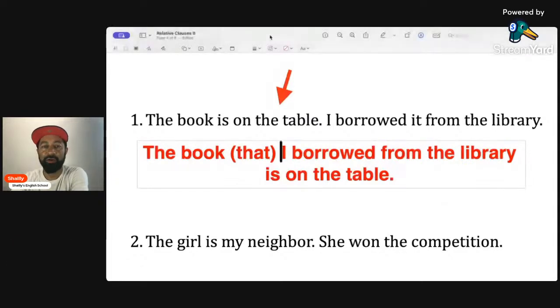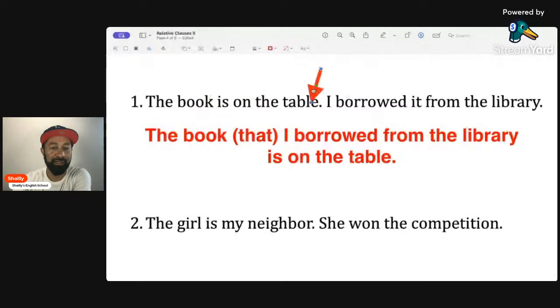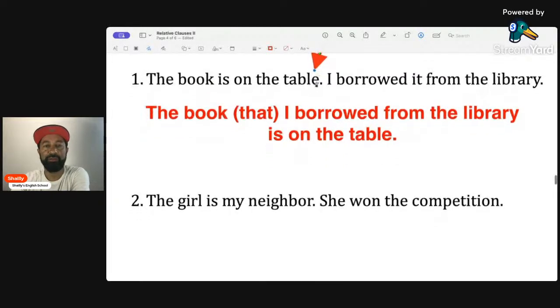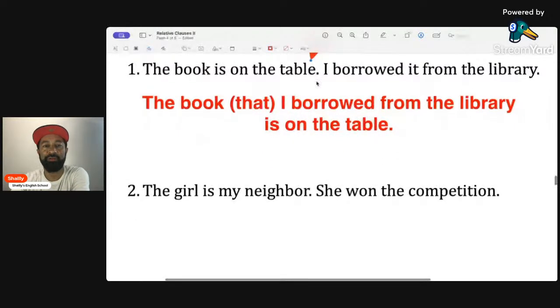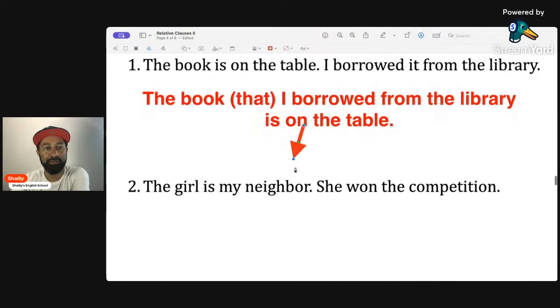Okay, so we've got the first one as a great example, as I actually don't need this relative pronoun. I can just say the book I borrowed from the library is on the table. All right, now let's try number 2. I'll leave number 1 up on the screen for people who are still reading it and trying to figure it out. But if you've moved on, let's try number 2.